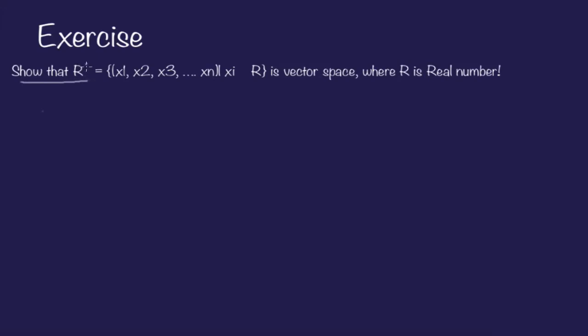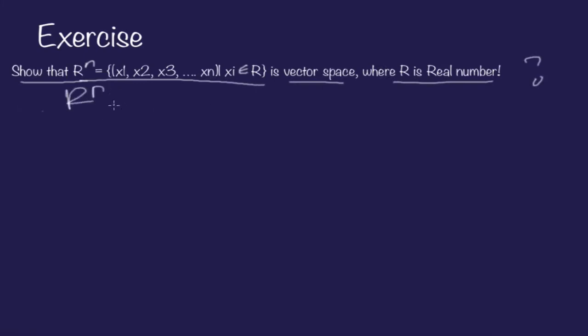So I want to show you that Rn, I mean here that Rn is (x1, x2, x3, up to xn), where each xi belongs to the field of real numbers. Is it a vector space? That is the question: is this Rn a vector space or not?